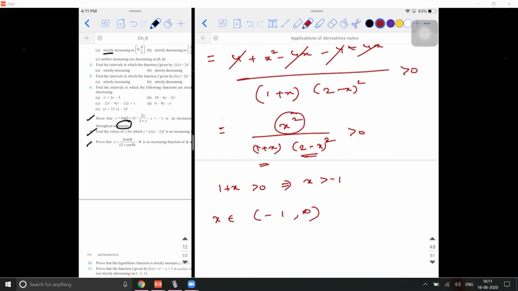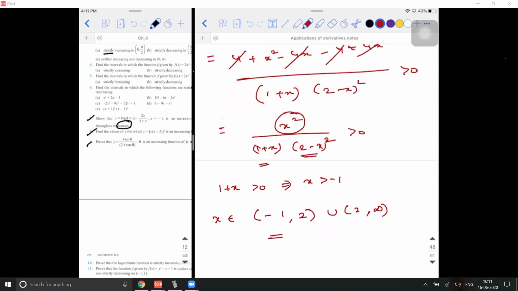Reason? Because 2 minus 2 will get 0. Because the function itself doesn't have any value at 2. It is discontinuous at that point. So that point has to be eliminated. So how are we supposed to write this? Minus 1 to 2 union 2 to infinity.